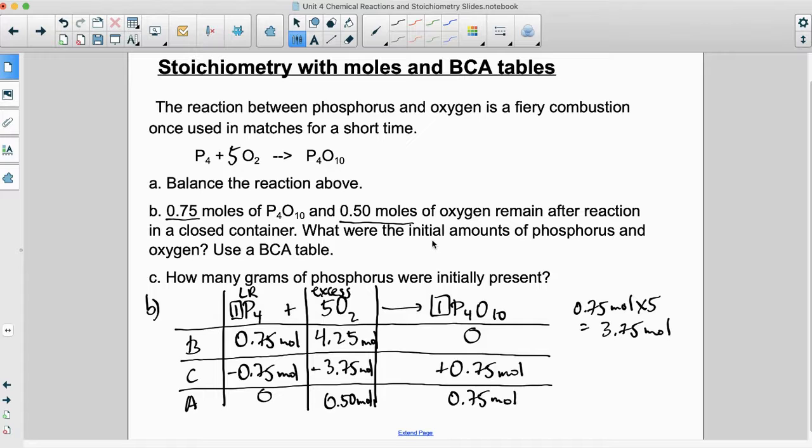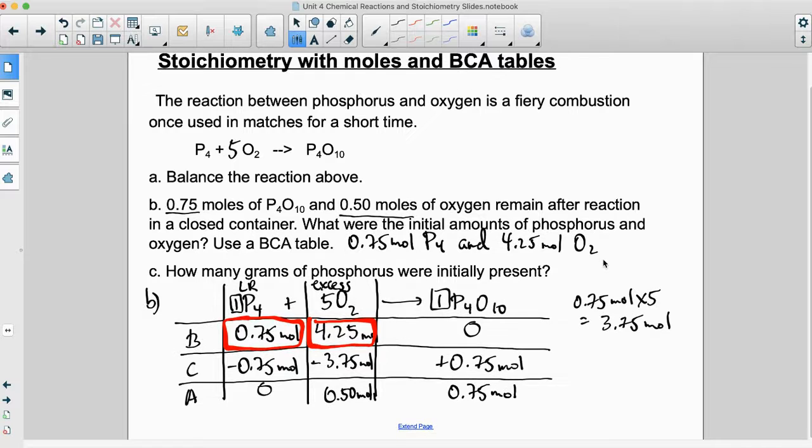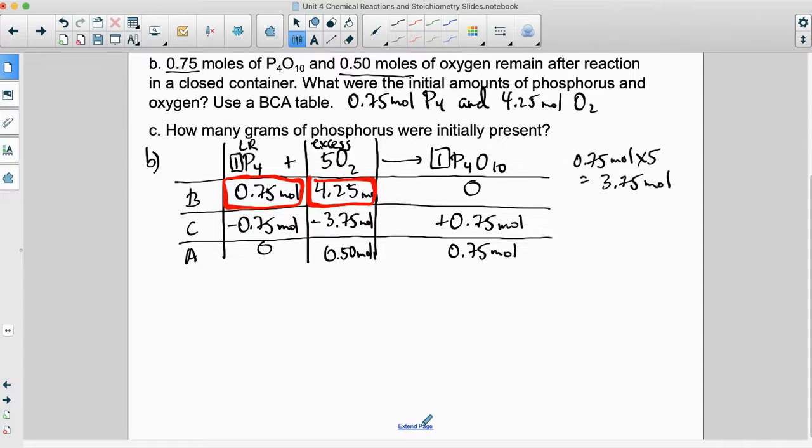So the initial amounts of phosphorus and oxygen, here they are. Let me circle them in red. Initially, we had this many moles of P4 and that many moles of O2. So let's write those in. So we have 0.75 moles P4 and 4.25 moles of O2. Okay, so we can go on and we can go to part C.